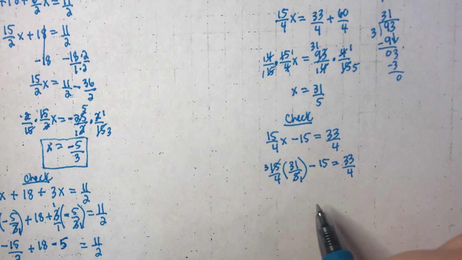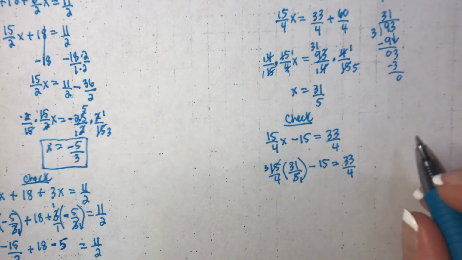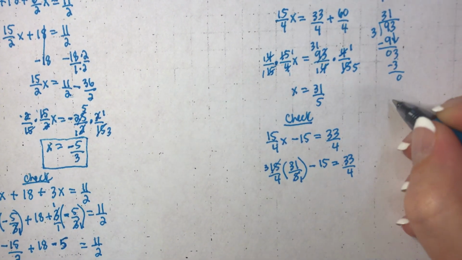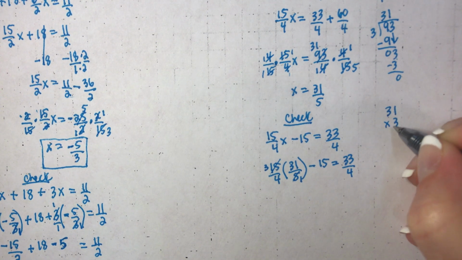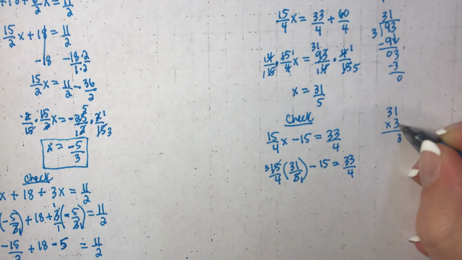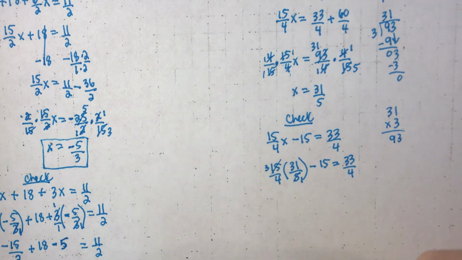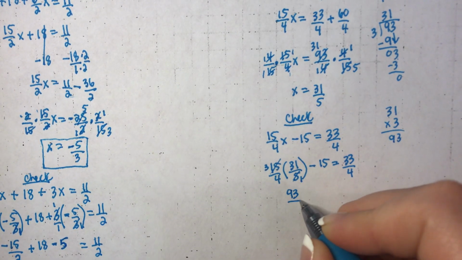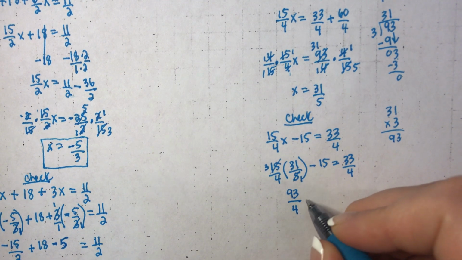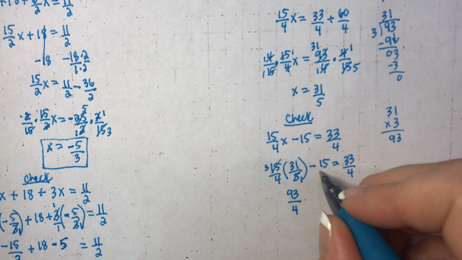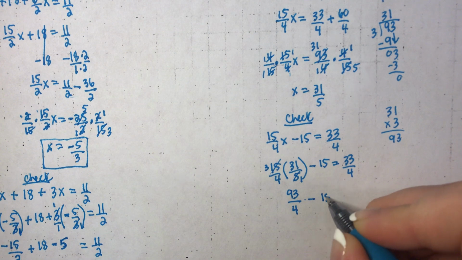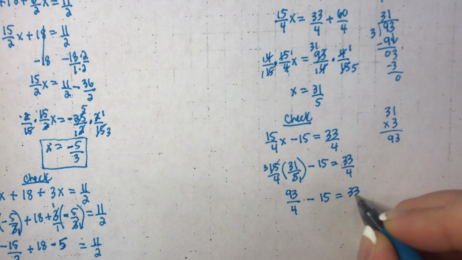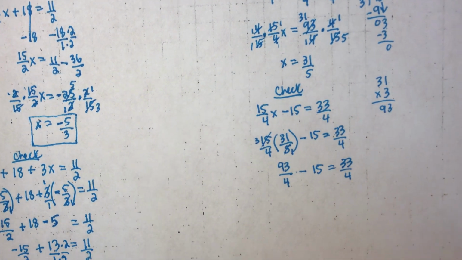And then we just multiply across. So 3 times 31, take that over here, 31 times 3. 3 times 1 is 3. 3 times 3 is 9. So that is 93 over 4 times 1 is 4. Minus 15 equals 33 over 4. All right.